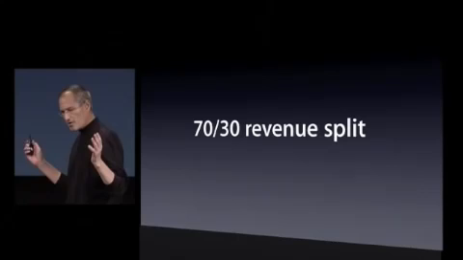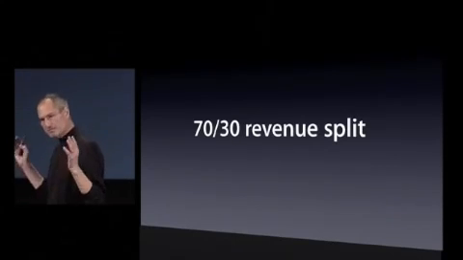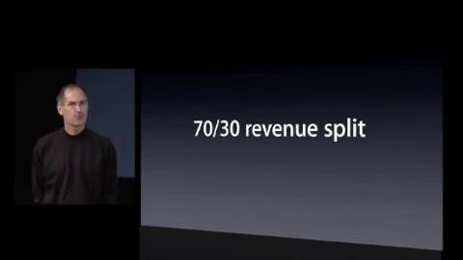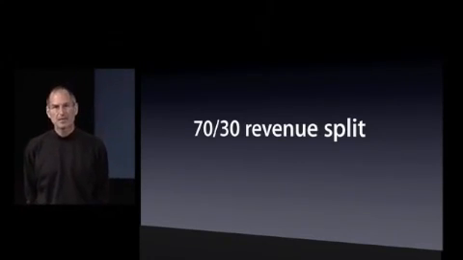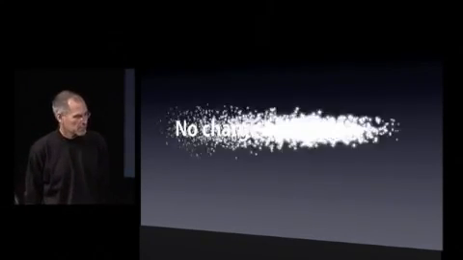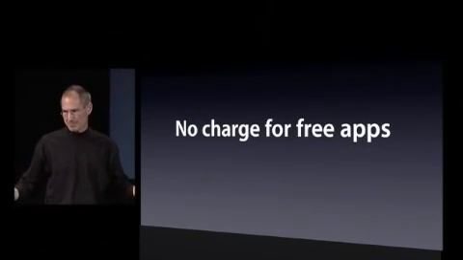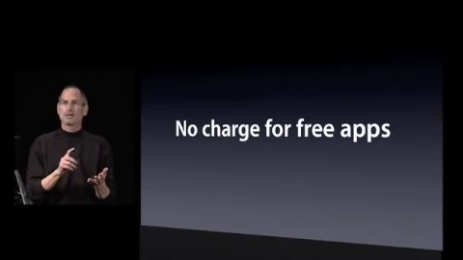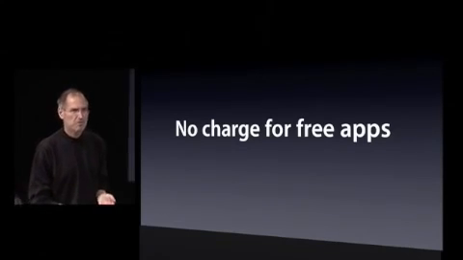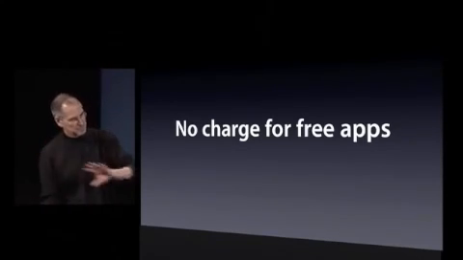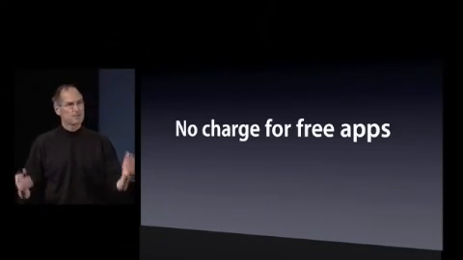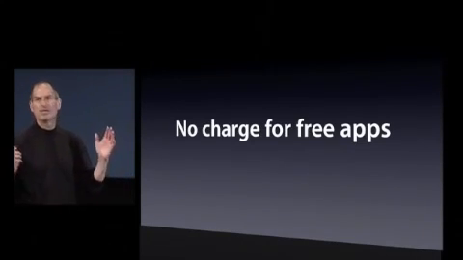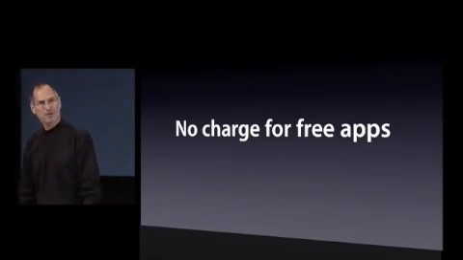Now, we talk about the 70-30 revenue split, but the developer gets to pick the price. And you know what price a lot of developers are going to pick? Free, right? So when a developer wants to distribute their app for free, there is no charge for free apps at all. There's no charge to the user, and there's no charge to the developer. We're going to pay for everything to get those apps out there for free. The developer and us have the same exact interest, which is to get as many apps out in front of as many iPhone users as possible.